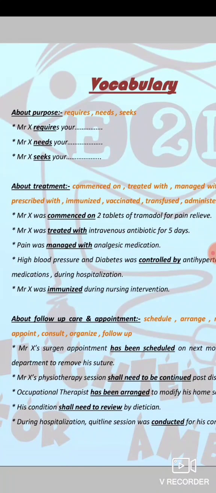In addition, you can say Mr. X is commenced on 2 tablets of tramadol for pain relief. This sentence describes that you started this medicine today and the patient needs to continue in future as well. Next, commenced on can be used for physiotherapy sessions, occupational therapy and hydrotherapy sessions as well. So you can say Mr. X was commenced on physiotherapy sessions to improve his mobility.